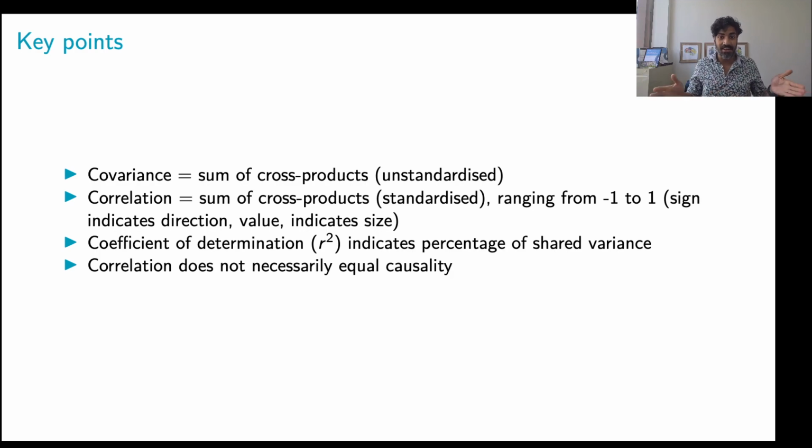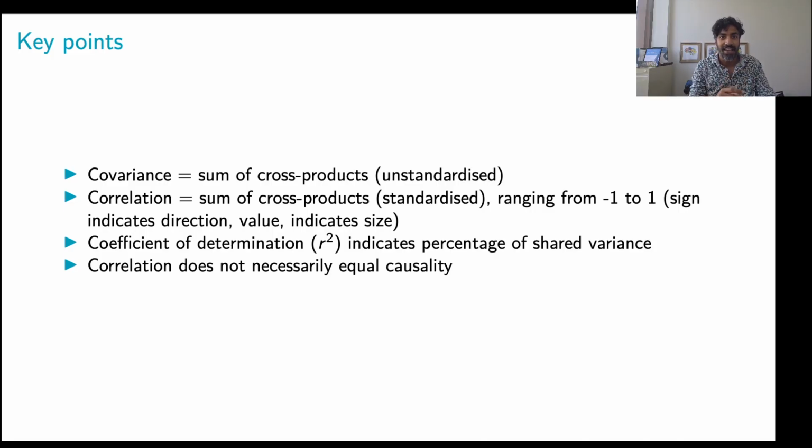So it gives us that standardized effect size between -1 and +1, and the sign indicates the direction, and the value indicates the size. So if it's 0.9, we know it's a strong correlation. And if it's 0.01 or 0.1, we know it's a much weaker correlation. We have the coefficient of determination, which indicates the percentage of shared variance.